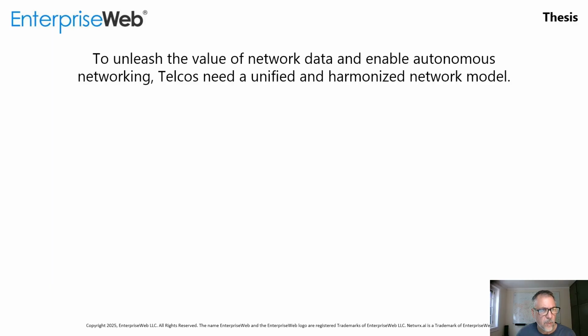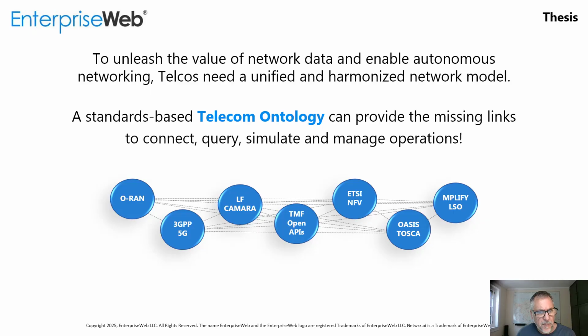The thesis of our session was that in order for telecoms to unleash the value of network data, enable intent-based orchestration and autonomous networking, they need a unified and harmonized network model. A standards-based telecom ontology can provide the missing links to connect, query, simulate, and manage operations. And that's what we're going to show in this demonstration today. Importantly, by having a model of the industry standards that's deterministic, we're complementing the probabilistic nature of AI and Gen AI. So let's take a look at the solution.